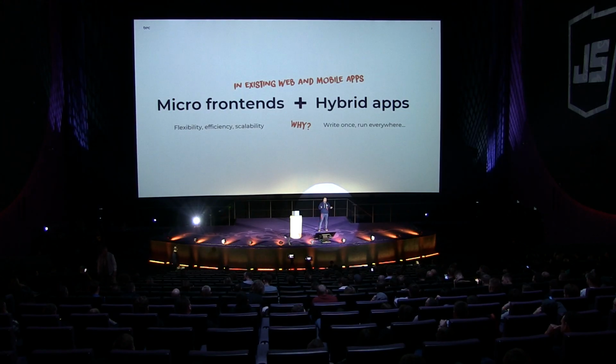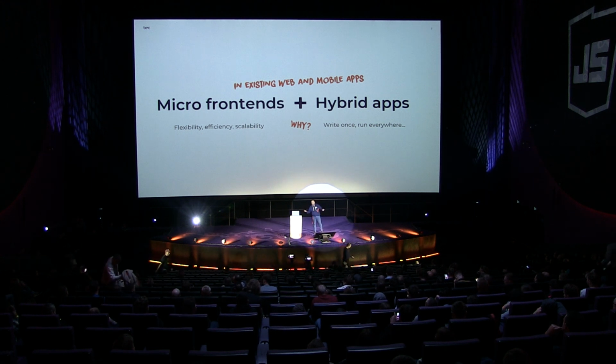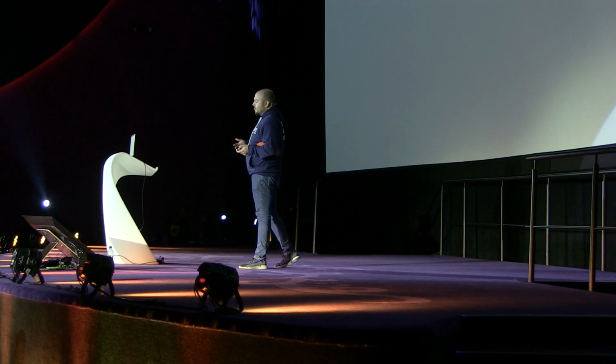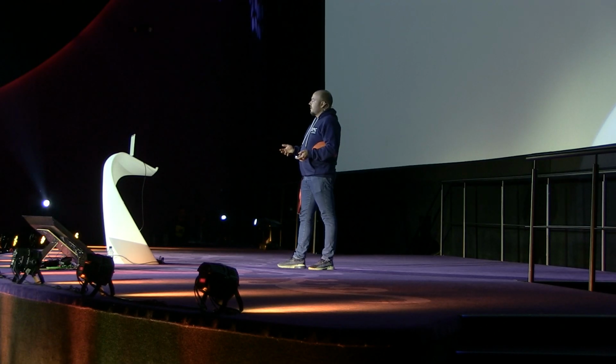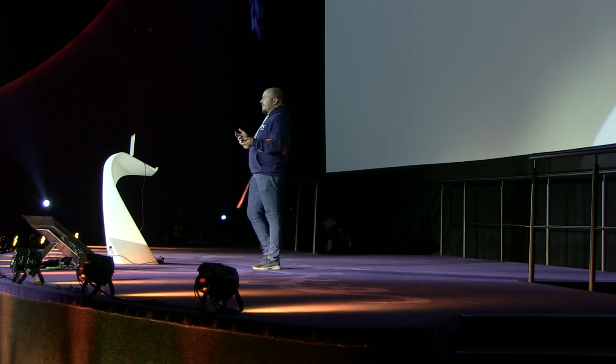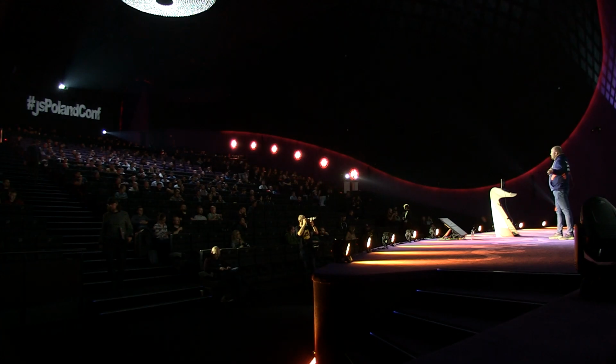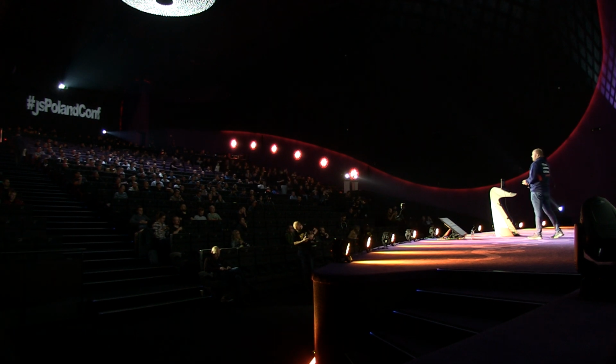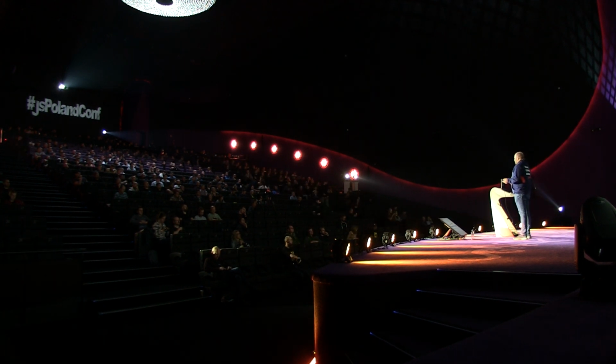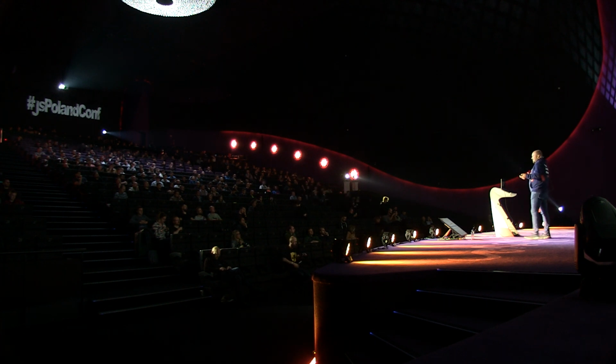When looking at micro-frontends, they promise you flexibility, efficiency, and scalability of the teams, of your development, and of feature delivery. On the other hand, when you look at hybrid apps, they promise you to write once and run everywhere. Isn't it beautiful? It solves all of the problems, right? Now I can just write code once and deliver everywhere, for iOS, for web, for Android. Great. So why is it so hard? Why is it not so straightforward?